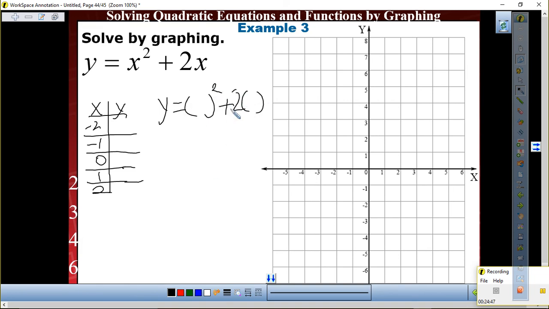Nate, focus. Oh, my goodness. All right. What's our first value, Nate? Negative 2. So what is negative 2 squared? Positive 4. What is 2 times negative 2? Negative 4. And what is 4 and negative 4? Zero. That is correct.